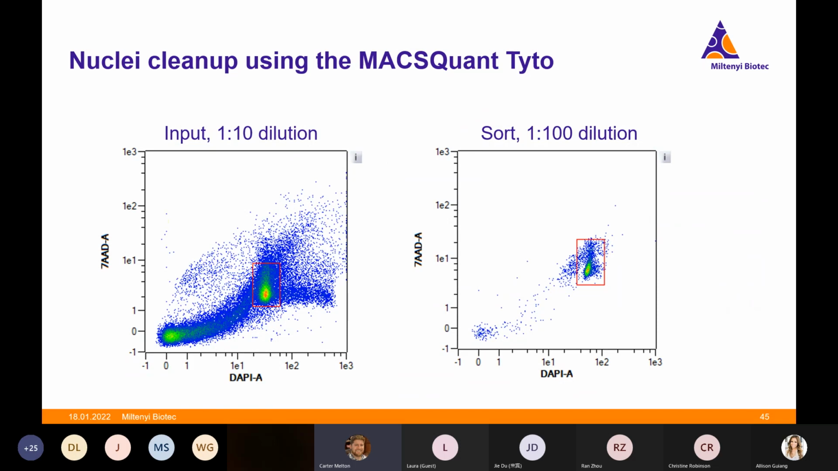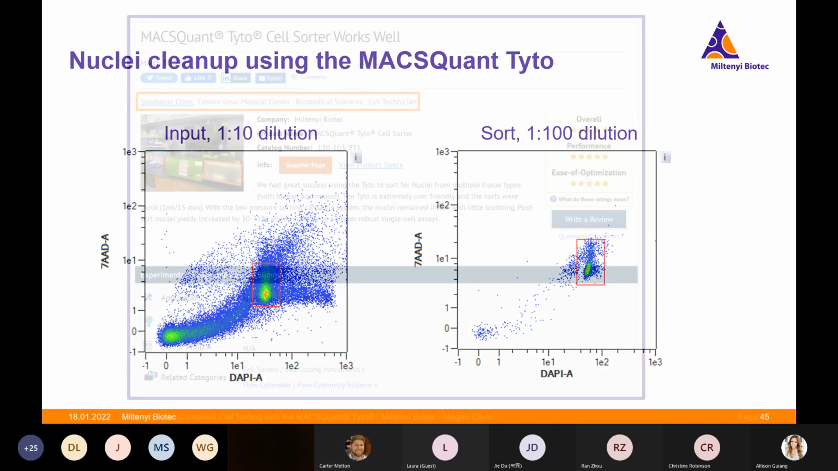So you can see the input, it was a lot dirtier. We were able to identify nuclei via expression of 7-AAD and DAPI simultaneously. So looking at the sorted cells, you can see just visually how much cleaner it is, how much more pure those nuclei are. So we are able to identify and sort those small nuclei on the Tyto in a very gentle manner. Let's go to the next slide.